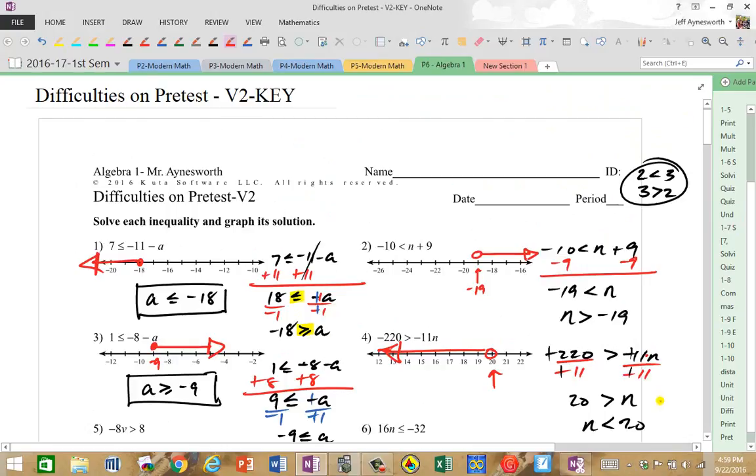What happened? Hmm. If negative, what I do? 20. If 20 is greater than n, then n is less than 20. I don't see a mistake here. Let's see here.